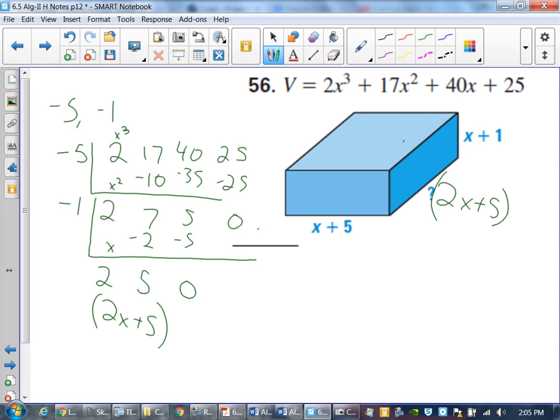Let's make factors. What do you got? It was the same.